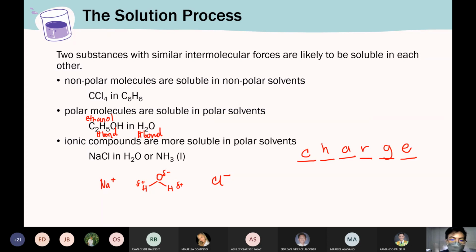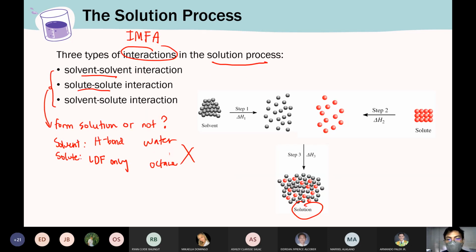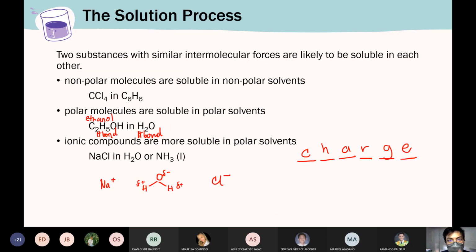Okay? So, basically, the driving force for ionic compounds and polar solvents to mix is not because parehas sila ng forces of attraction. Magkaiba yung ionic sa polar, 'di ba? Mas malakas yung ionic, very powerful yung ionic kaysa sa polar. But the only similar thing between them is that they possess charges. Okay? May charge sila.